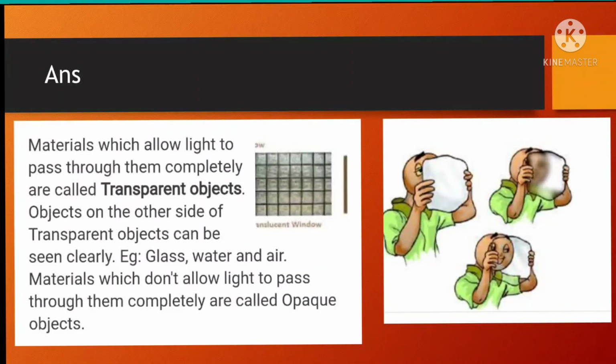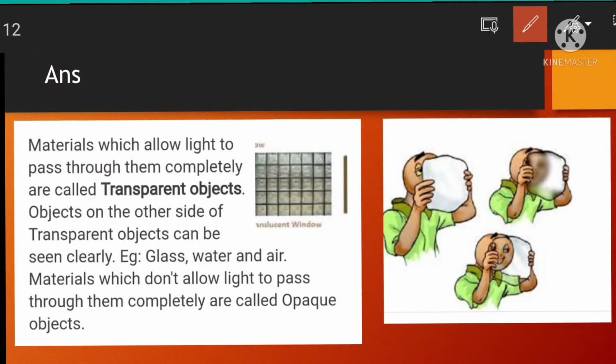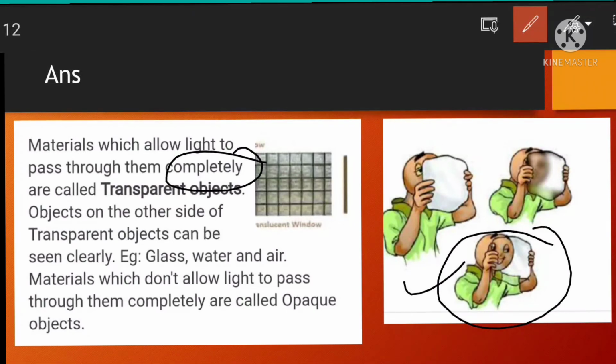So, transparent. Now the first one, again a very easy one. Transparent is that object through which we can see clearly. Like, can you see this child? You can easily see the face of this child. So this one is transparent.